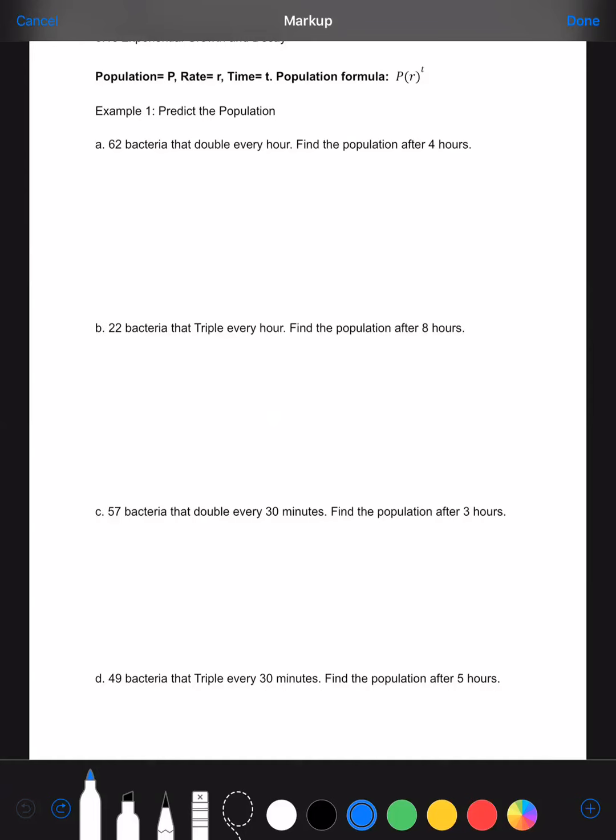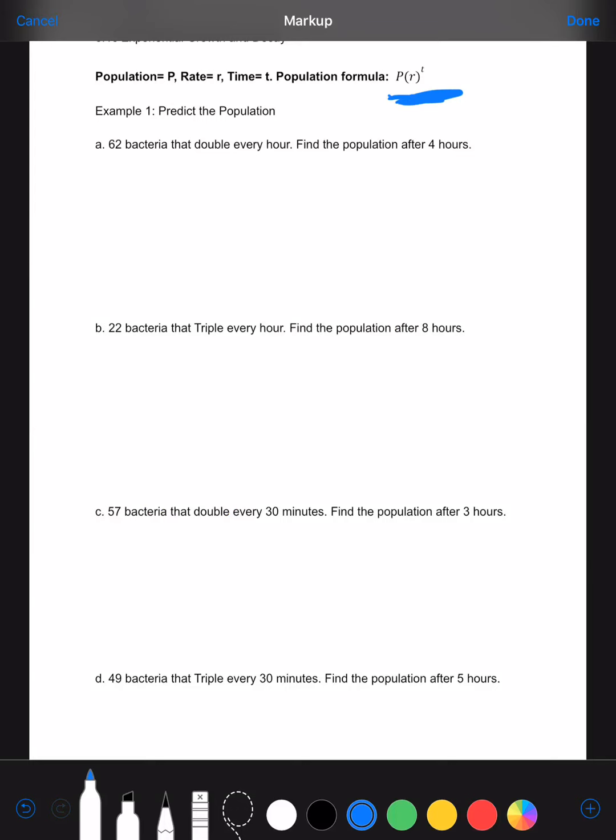Okay, so today we're going to be talking about more growth and decay, mainly focusing on growth today though. We're going to use this formula of P times R raised to the T power. P stands for population, R stands for rate, T stands for time. Okay? So first thing we're going to do, we're going to look at part A. It says 62 bacteria that double every hour. Find the population after 4 hours.